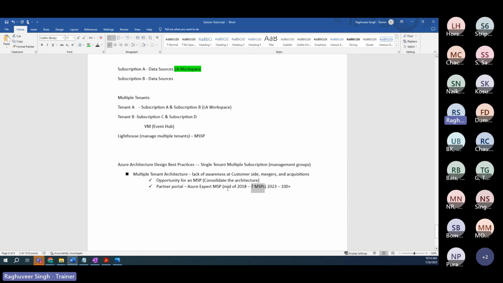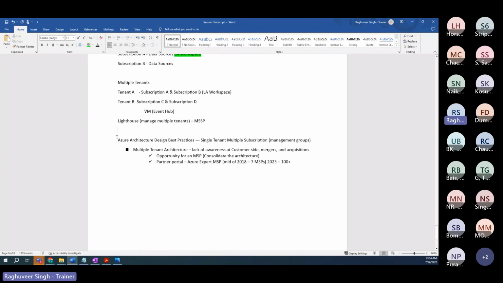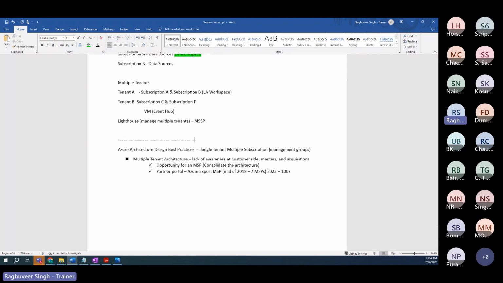of 2 of them. One, I actually helped them with Azure Expert MSP certification. Navisite is the name. And now in 2023, there are 100 plus MSPs, because now it is not that difficult, or the companies, the MSPs have realized the importance of this badge. So they all applied for it. They got the required capabilities inbuilt into their processes, and then they were able to get the coveted Azure Expert MSP badge.